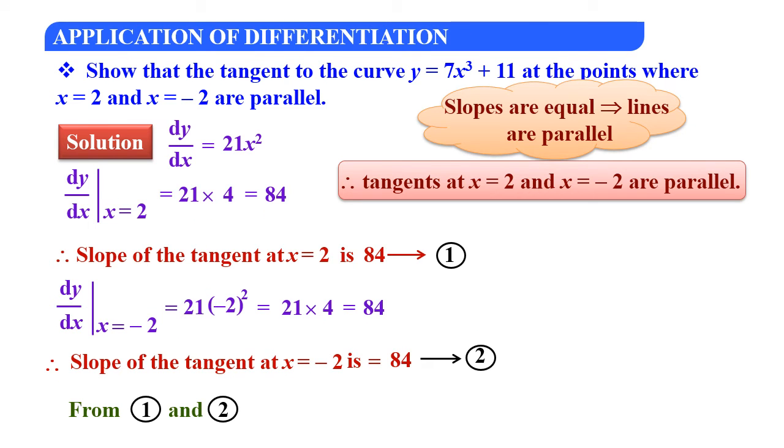In this question, show that the tangents to the curve y equal to 7x cube plus 11 at the points where x is 2 and x equal to minus 2 are parallel. See, it is a very simple problem. You don't think. First of all, find the derivative of this curve.